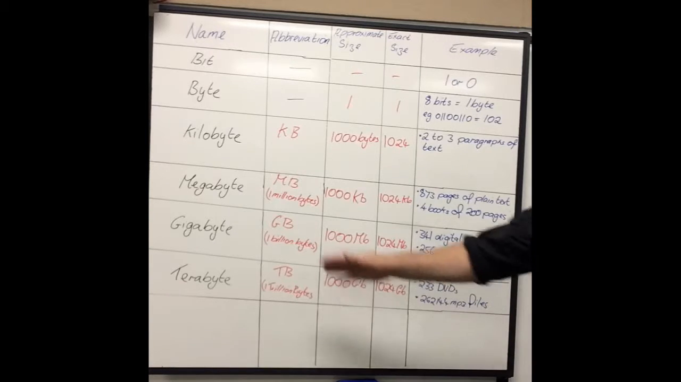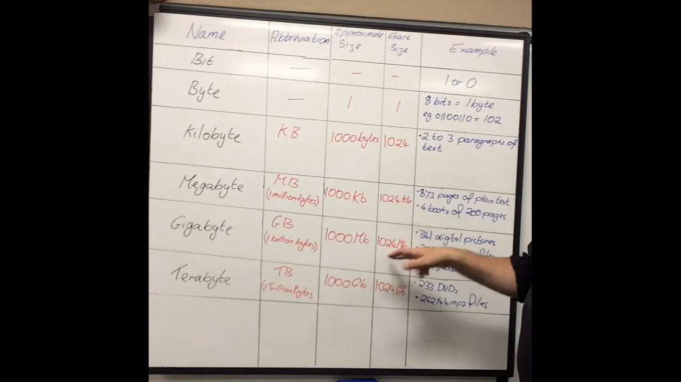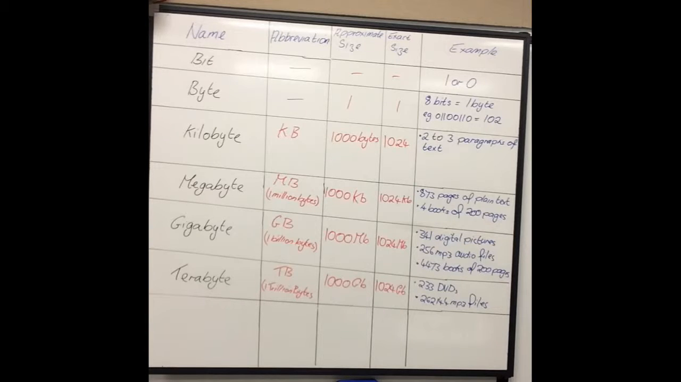Moving on, we have our gigabyte of 1,000,000,000 bytes, which is 1,000 megabytes, which is more exactly 1,024 megabytes. And now we're starting to really get up there. What can a gigabyte hold? Well, it can hold 341 digital pictures, 256 audio files, that's MP3 files, or 4,473 books of 200 pages. So you've got quite a library there.